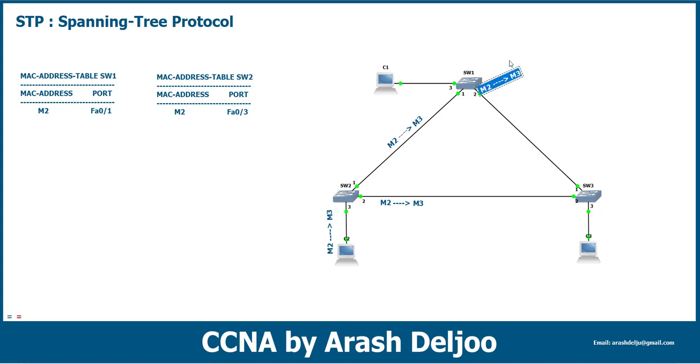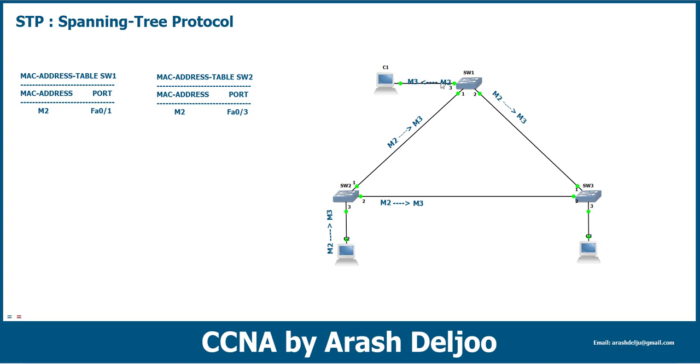Now this frame is flooded from the fast Ethernet 01 from the switch 1 to the switch 3, and also here we have another frame. Let me show you from the switch 1 over the fast Ethernet 03. This is the source MAC. Source MAC is the MAC2. Destination MAC is the MAC3.